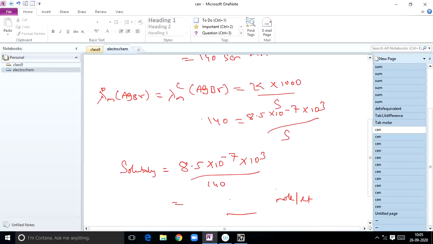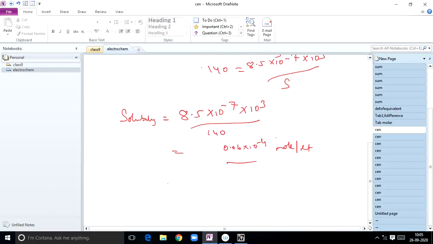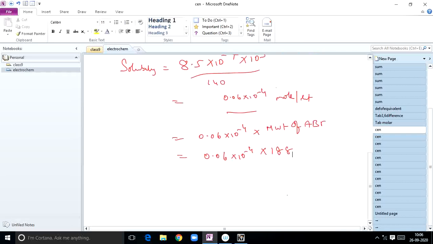Here you will get 0.06 into 10 power minus 4 mole per liter. How to convert mole per liter into gram per liter? Multiply with the molecular weight, 10 power minus 4 into the molecular weight of silver bromide. If you do this, you will get 0.06 into 10 power minus 4 into 188, the molecular weight of silver bromide. So finally you will get the solubility answer in gram per liter. So that is 1.128 into 10 power minus 3.